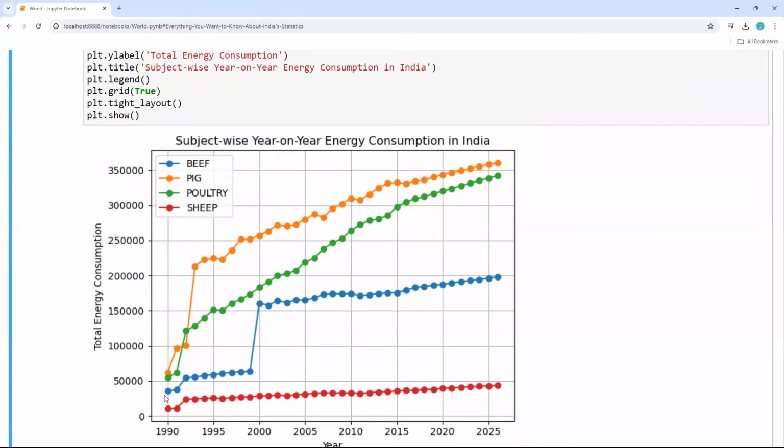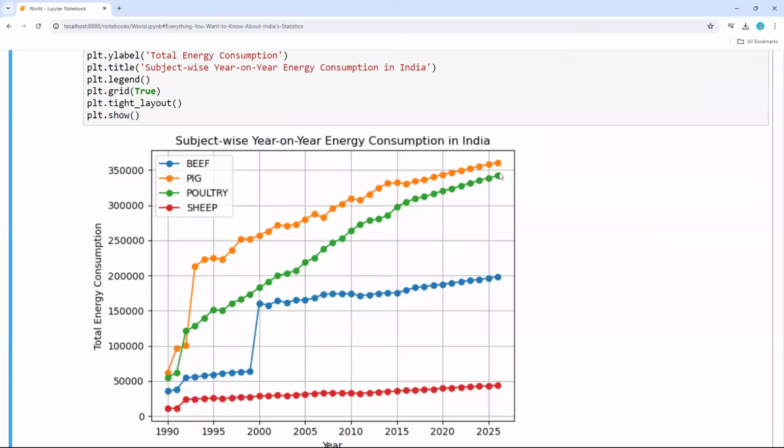Poultry is obviously high in India, followed by sheep production, which is in tons and has been increasing from 1992. It is an increasing trend, whereas the poultry industry has evolved like anything. It was 50K in 1990, but by 2025 it could be at 350K.